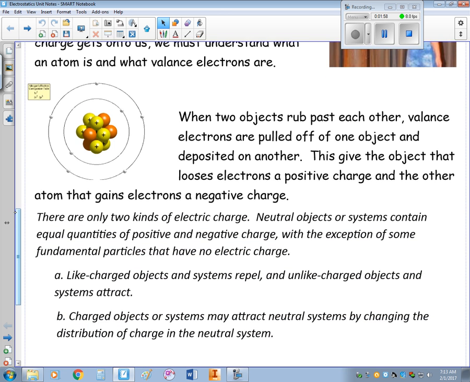So when we have two objects rubbing past each other, valence electrons will be pulled off of one object and deposited on the second. This gives the object that loses electrons an overall positive charge, and the other object that gains the electrons a negative charge.